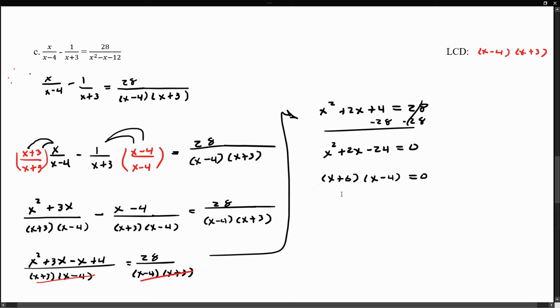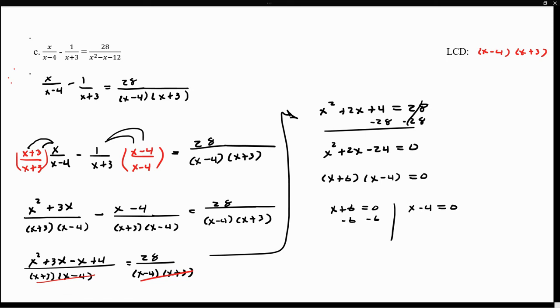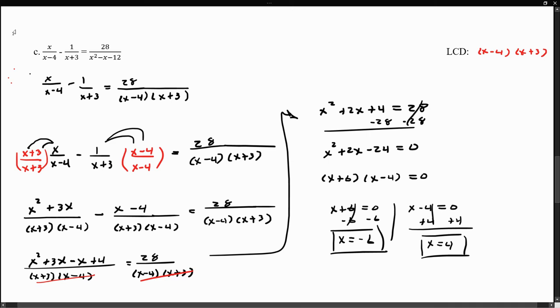So let's just double check this. 6 times negative 4 is negative 24, so it checks out. And 6 minus 4 is positive 2, so it checks out. So now that I have both factors, to properly solve I'm just going to set each one of them equal to 0. Take away 6, x equals negative 6. I got one possible solution. Add 4, x equals 4. I have another possible solution. And notice that I'm using the word possible because I got to check for extraneous solutions.